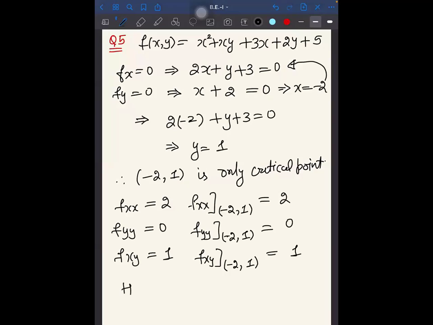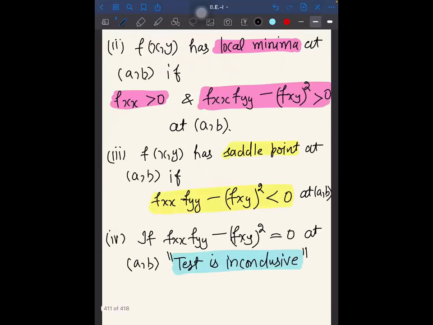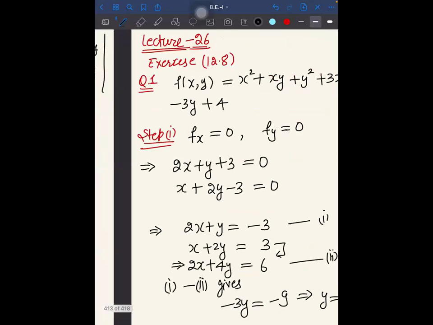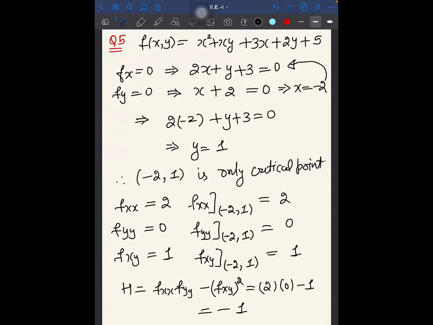So let's calculate the Hessian: fxx fyy minus fxy whole square. So it becomes 2 times 0 minus 1, which is minus 1, right? So your Hessian is negative. We have done 4 cases, and this is our 3rd case, when your Hessian is negative. You don't care about any other thing. If your Hessian is negative, you simply say that your critical point is a saddle point.